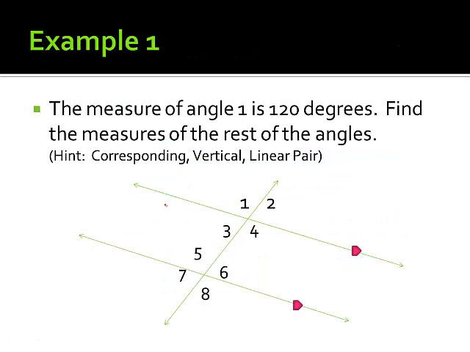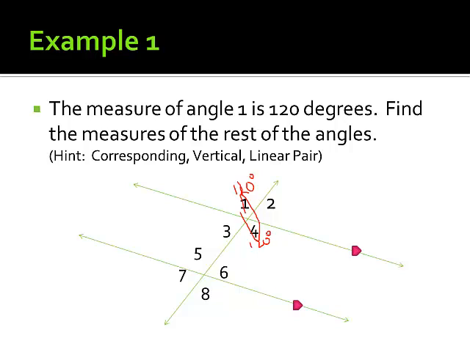Okay, so this is cool. The measure of angle 1 is 120 degrees. Find the measure of the rest of the angles. So we have corresponding angles, we have vertical angles, we have linear pairs. Well, let's say angle 1 is 120 degrees. So if we know that, I can say that angle 1 and angle 4, those guys are vertical angles. So I can say this guy's 120 degrees.